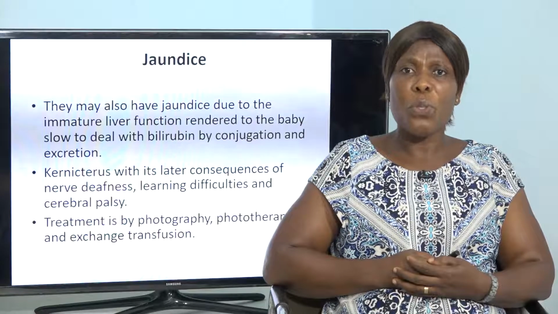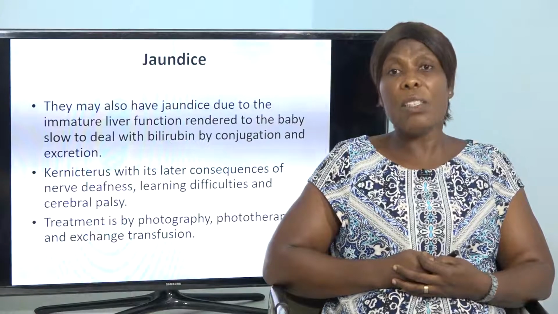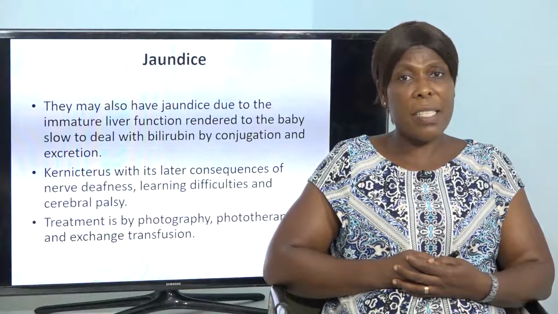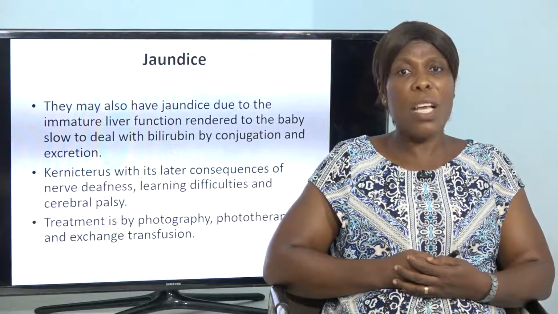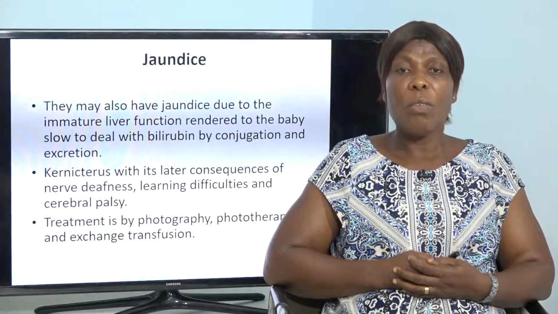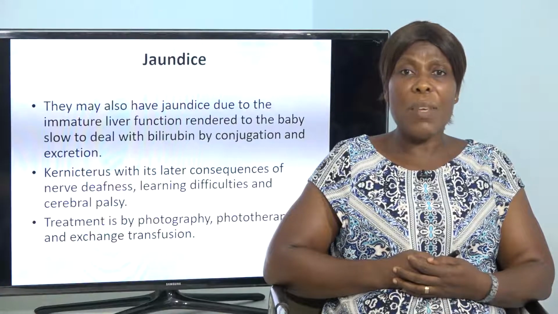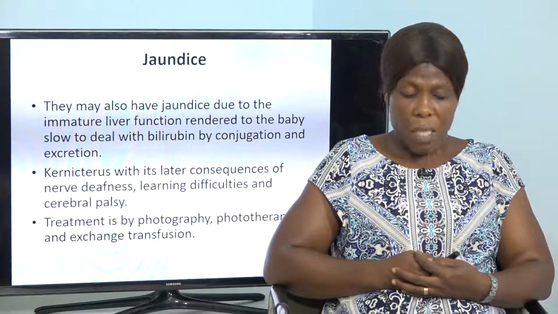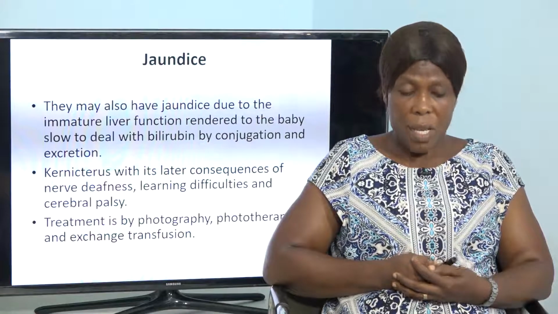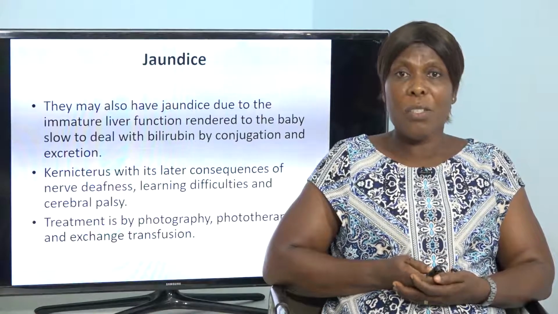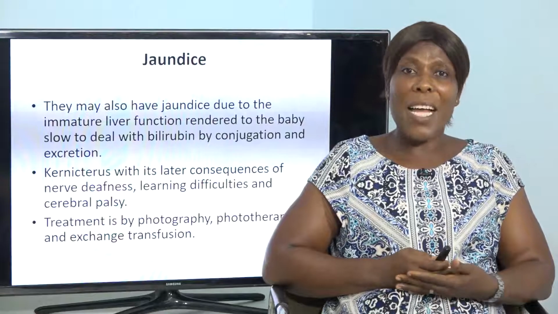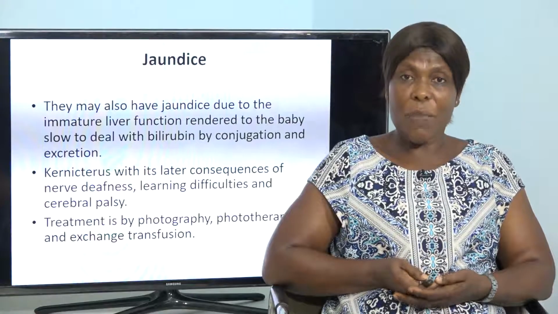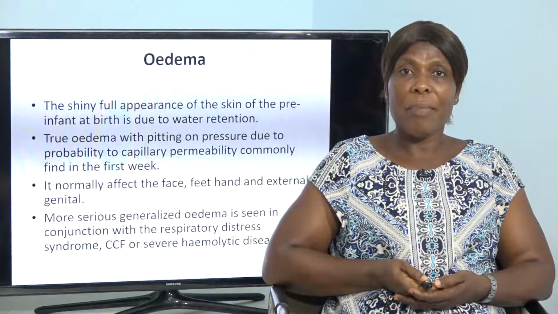How best do we manage this jaundice in preterm babies? We do phototherapy. If the jaundice is so severe and then kernicterus is setting in, we do exchange transfusion, where the blood of the baby is changed totally by transfusing the baby with another blood. So you remove all the blood from the baby and then you replace it with different blood.